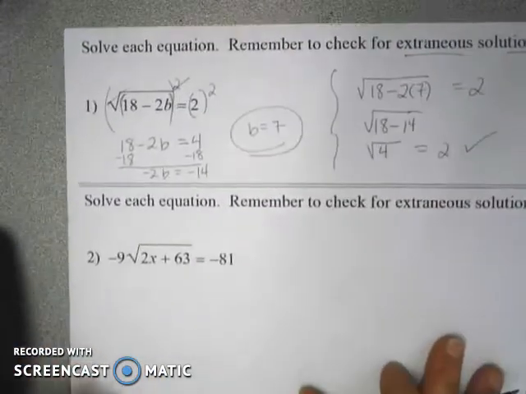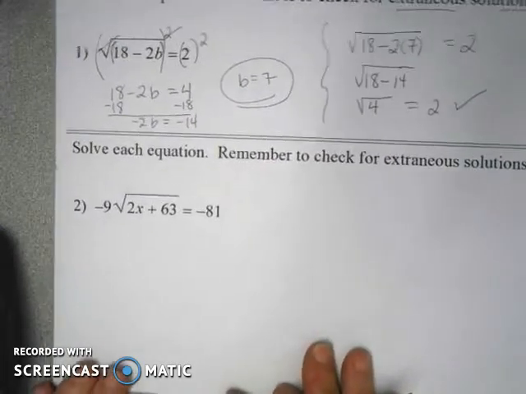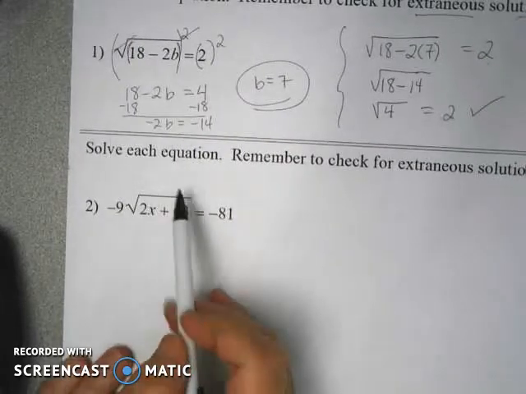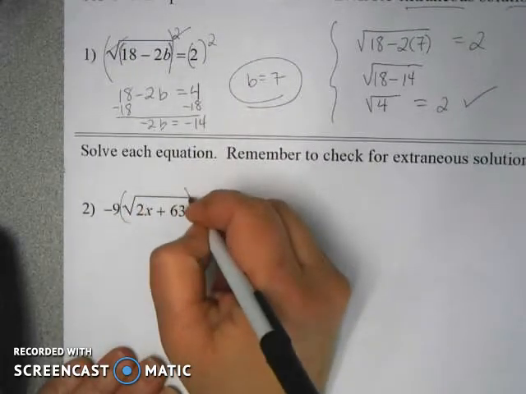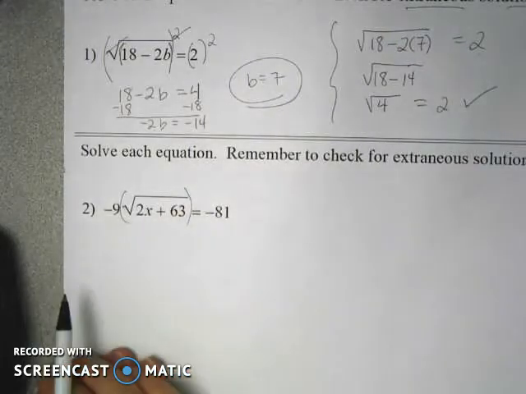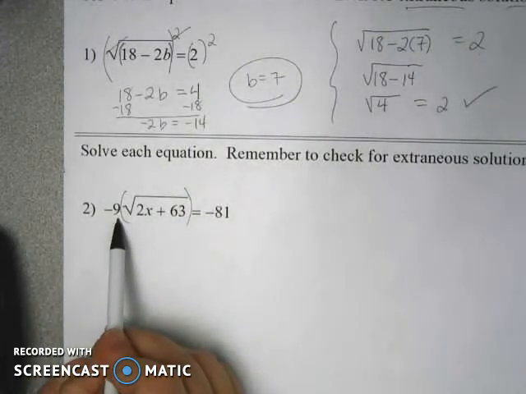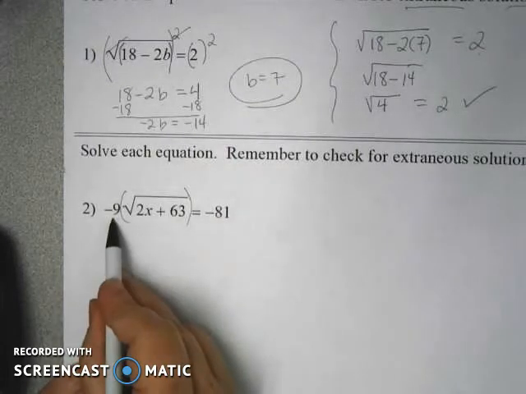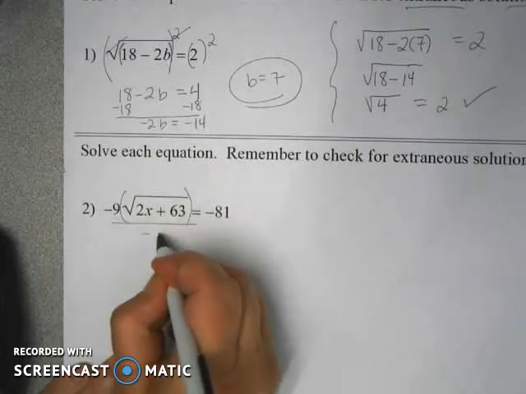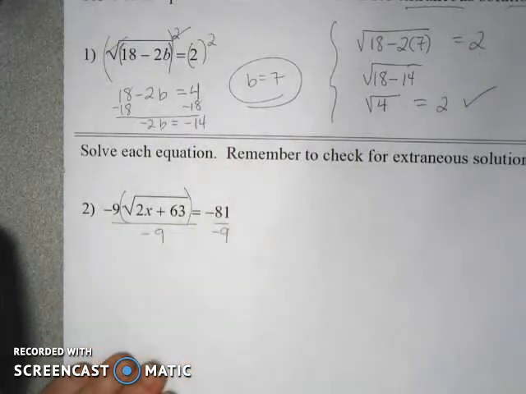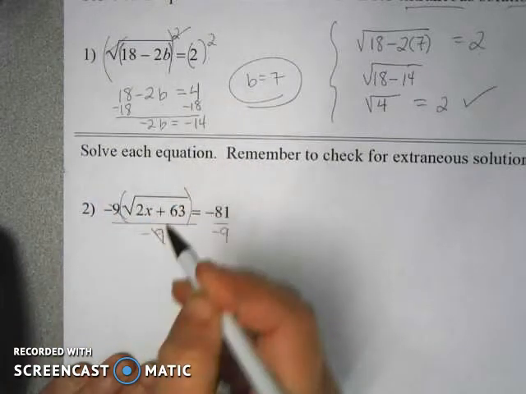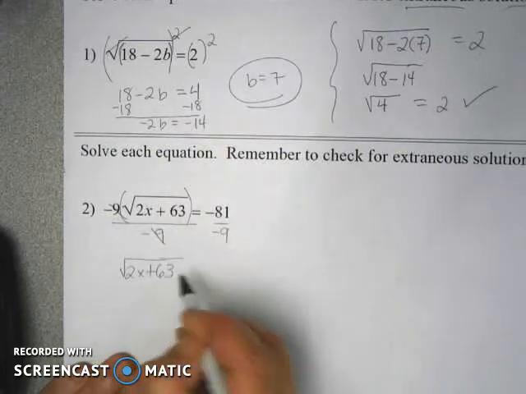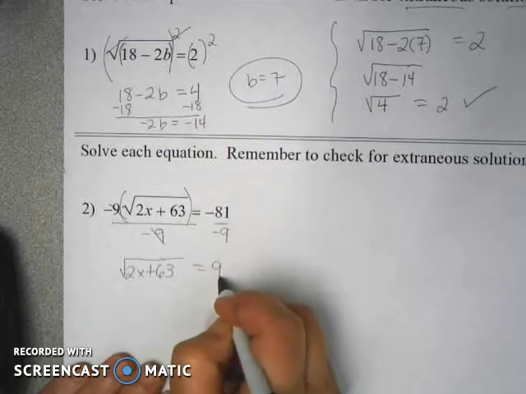Now let's move on to the second equation. So one of the things that you'll want to know and remember is that whenever you have a radical equation, you're going to want to take that radical and isolate it, which means that if it's being multiplied with something or added with something, you have to undo the math around that. So in this case, I need to undo this multiplication by dividing both sides by that negative 9. So I'm going to get square root of 2x plus 63, that entire quantity, is equal to 9.